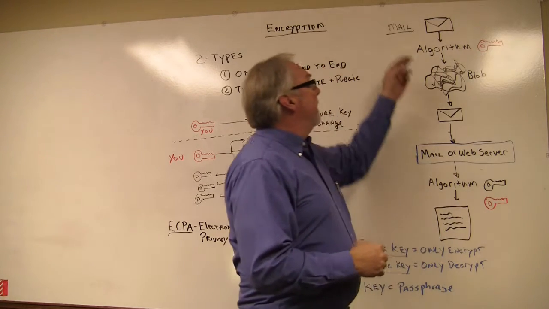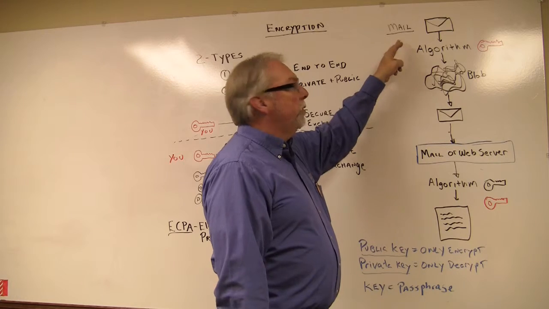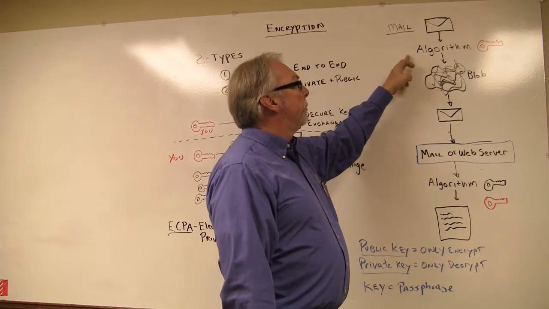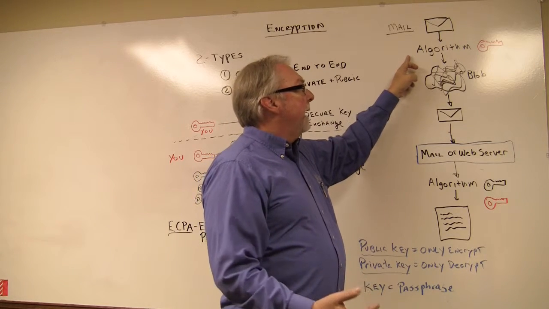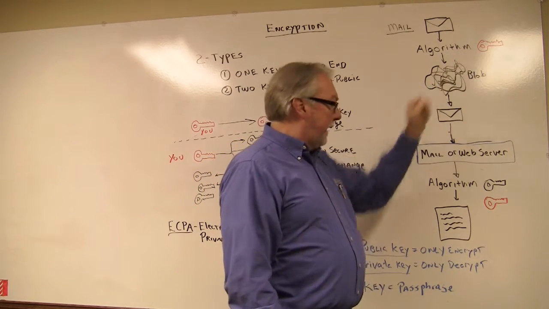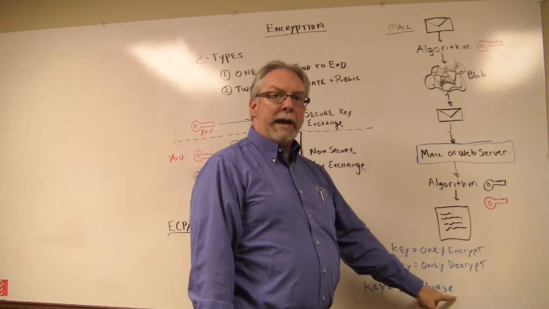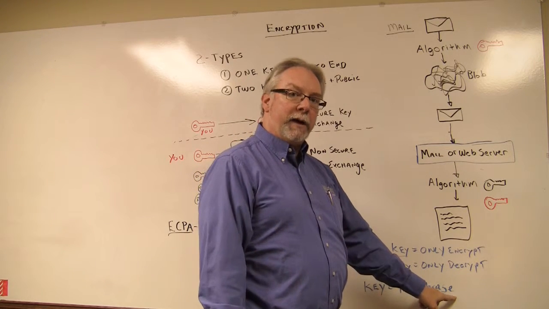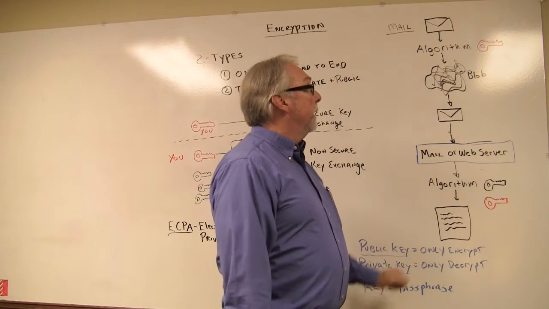So you have an email here, and you want to send it encrypted. So what you do is you would run it through an algorithm, which is a mathematical formula or program, and you would use a key. Now that key is a passphrase that you only know. It could be a password or typically a passphrase. And the stronger you make it, the better and more secure it is.